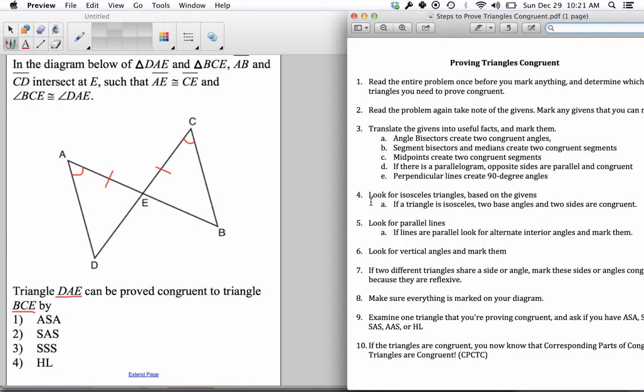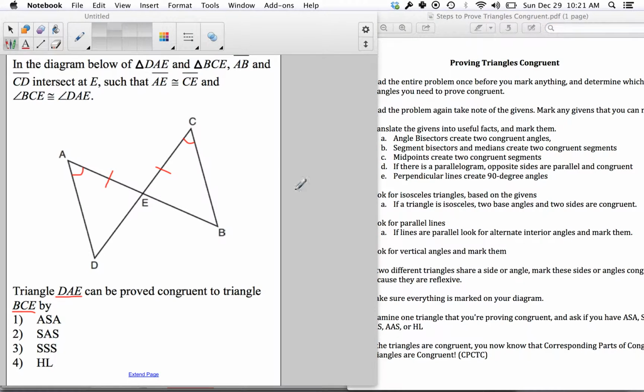All right, step 6, look for vertical angles and mark them. Great, so I immediately see a set of vertical angles. I see lines that cross, and when lines cross, it always is going to give us some vertical angles. So I know that angle AED here is going to be vertical with angle CEB, so these two angles are going to be congruent.